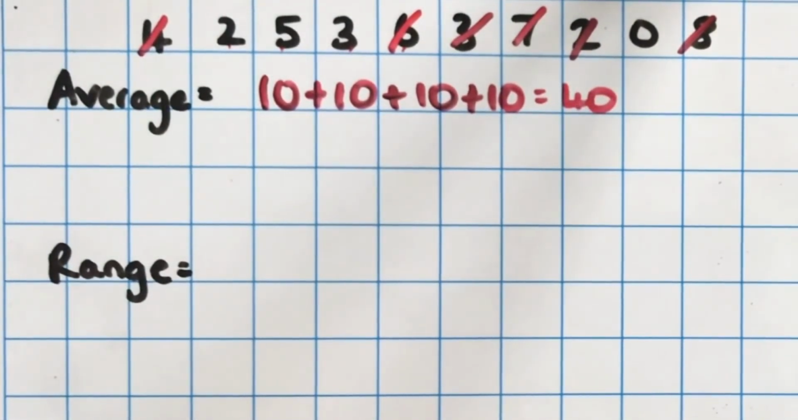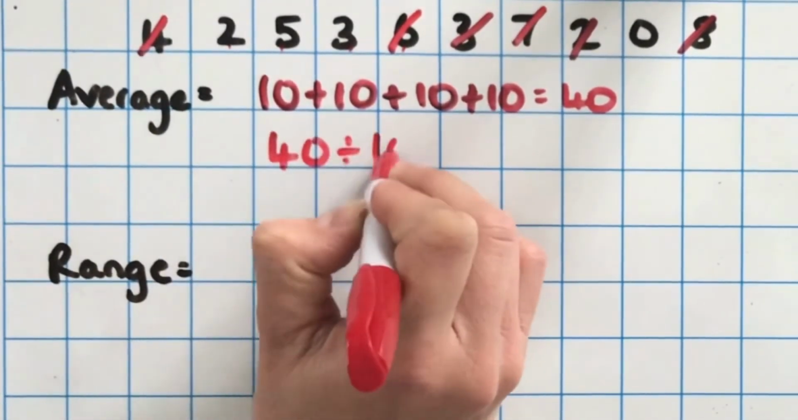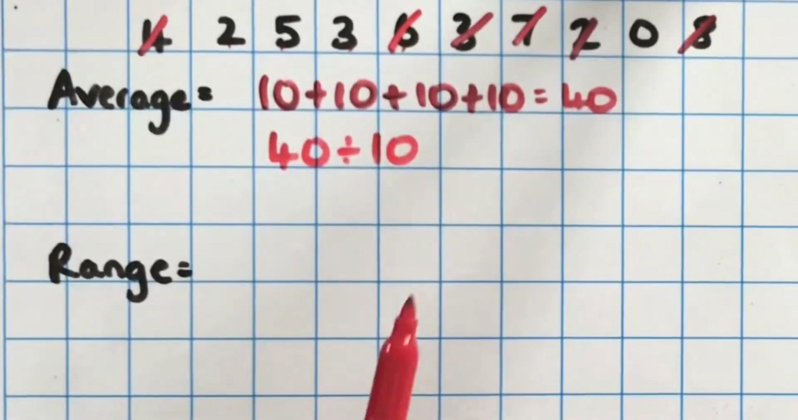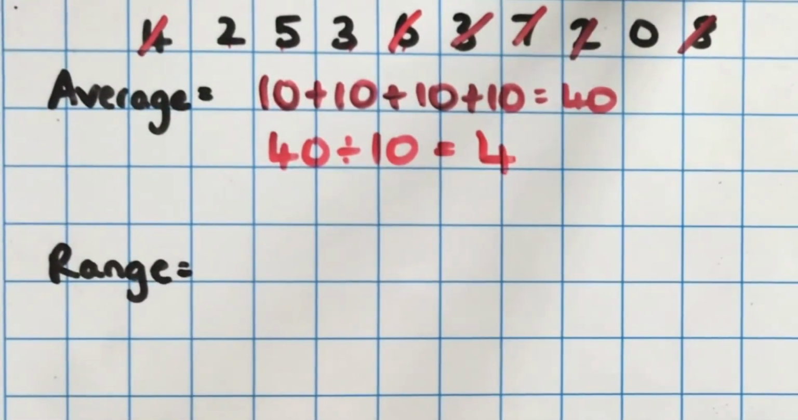Now the next step to find the average is to divide that by how many you have added. So you've got 10 numbers. 40 divided by 10 is 4. So your average number of rubbers is 4.